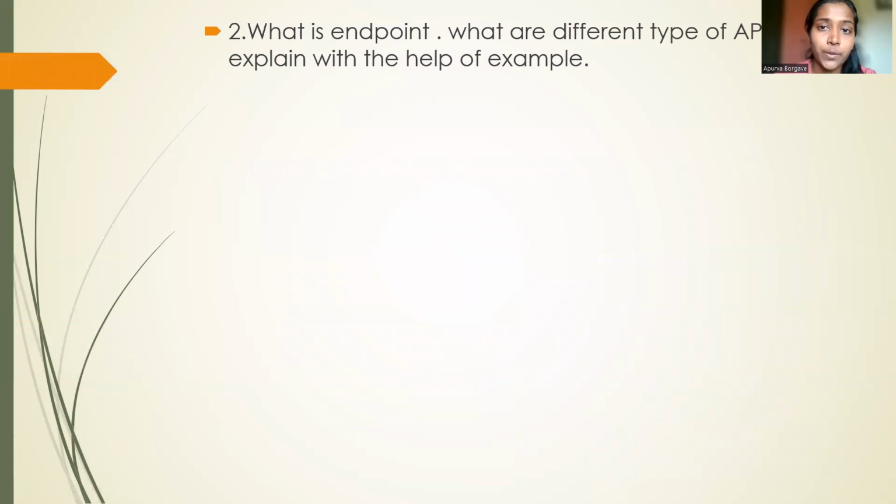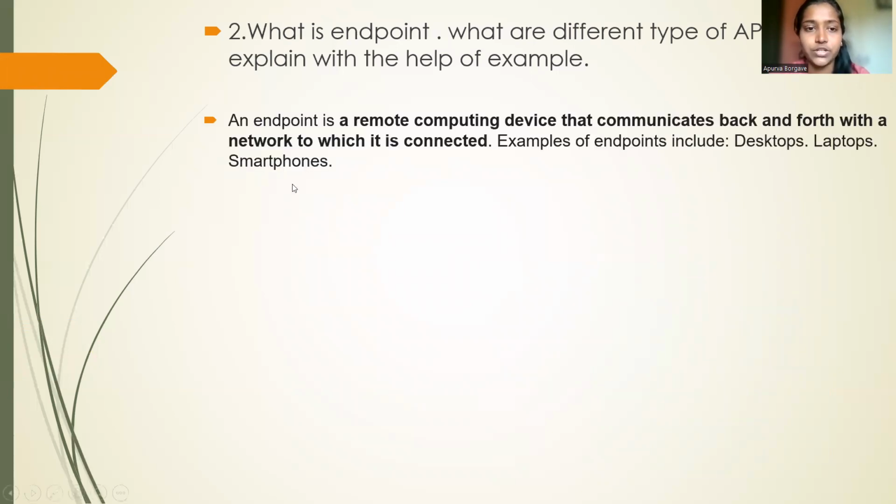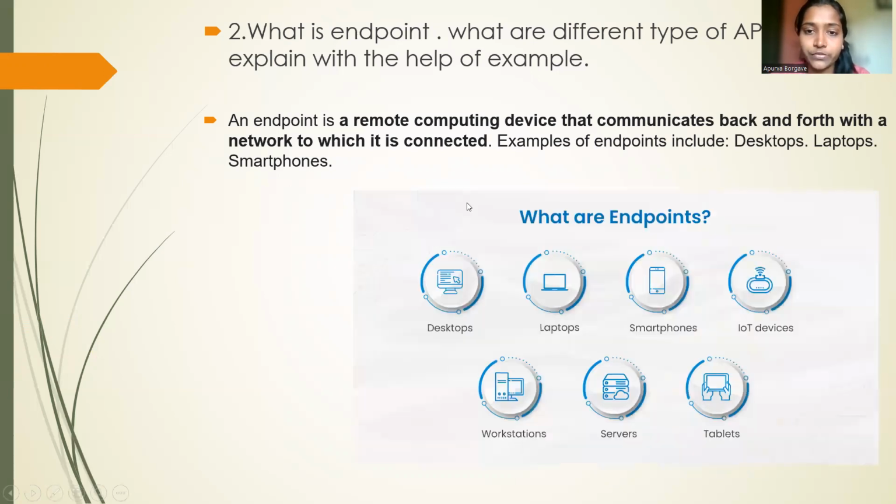The second one is: what is an endpoint? What are the different types of API requests? Explain with the help of an example. Firstly, let us see what an endpoint is. An endpoint is a remote computing device that can communicate back and forth with a network to which it is connected. Examples of endpoints are desktops, laptops, smartphones, IoT devices, and so on.